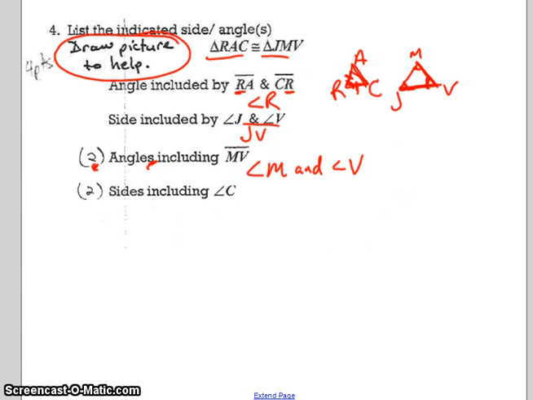Sides including angle C, so C is here. What sides are included in angle C? This one, that's AC and RC. Notice how they both have C.